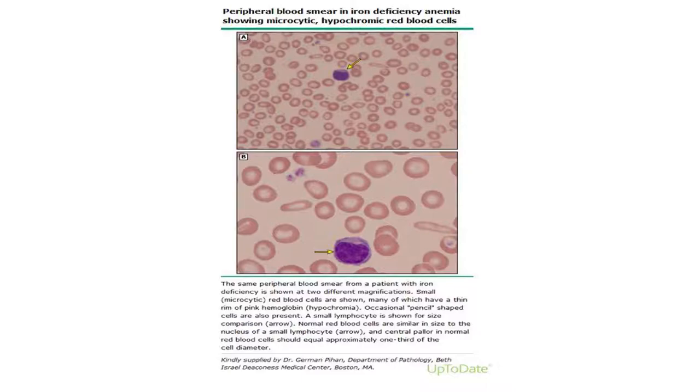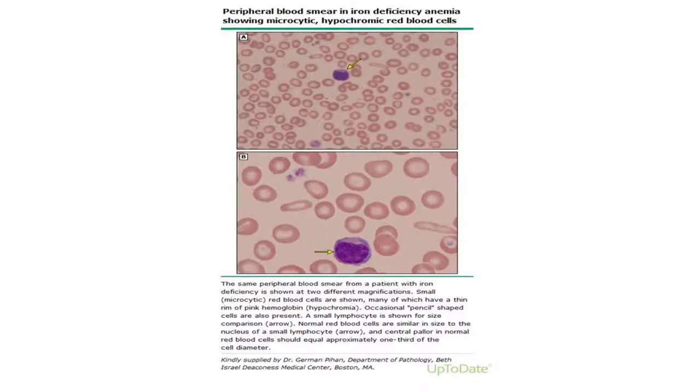If you notice again, we have other changes, what we call elliptocytes. If you look at the lower one, you see the elongated cells, these are the elliptocytes. And sometimes we see pencil-shaped cells with a tapered end. So these are almost pathognomonic morphological changes in iron deficiency anemia.